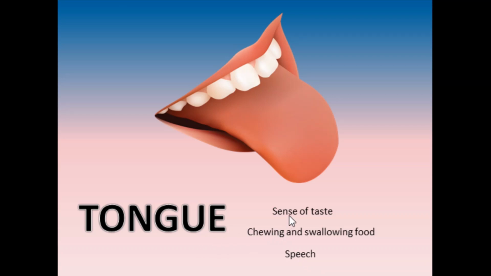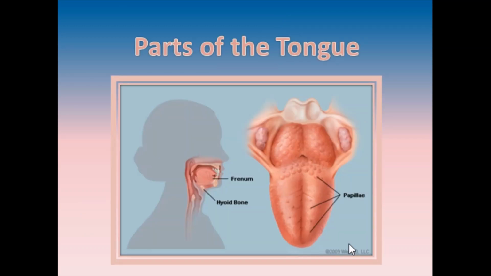So there are three main functions of the tongue. First, sense of taste. Second, chewing and swallowing food. Third is speech. You can talk and say sounds because of the tongue that helps you to do so. Tongue. Okay, let's begin.